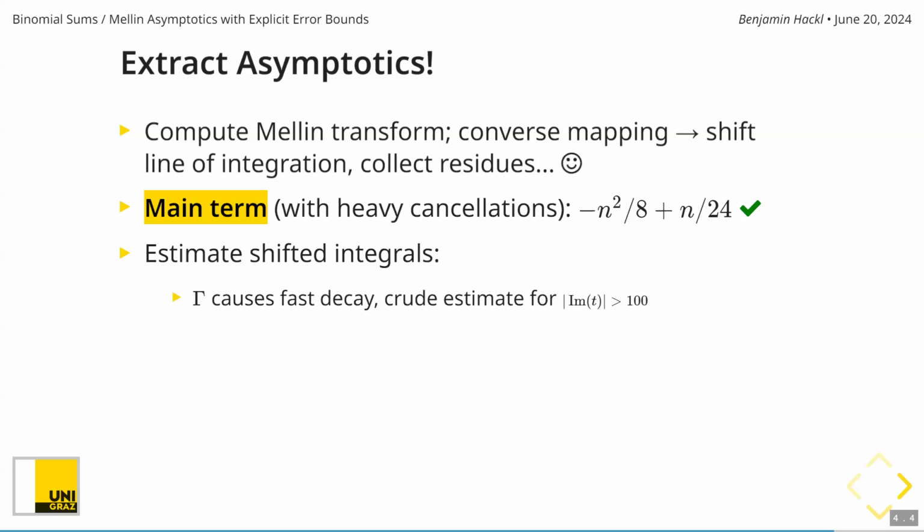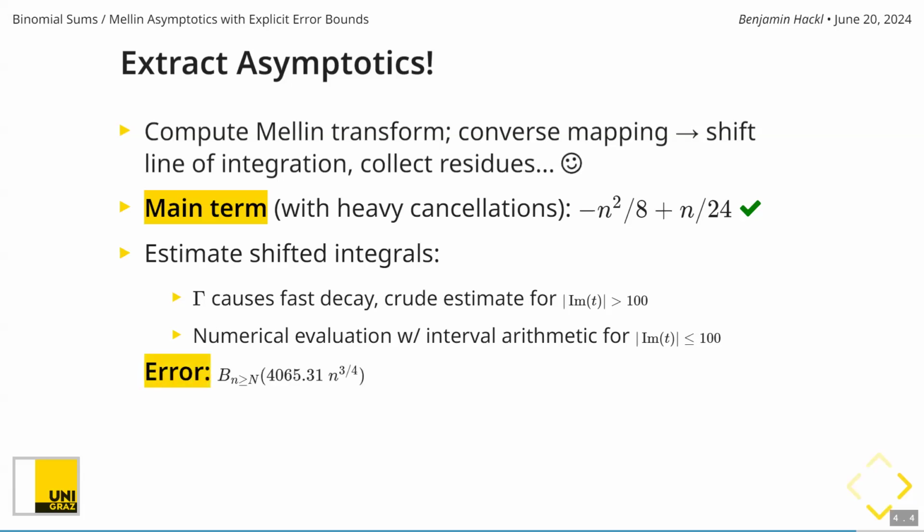And then the last fun part that we had to do is we had to estimate these shifted integrals numerically somehow in order to get the remainder of this bound. We chose to do some sort of interval arithmetic integration in the strip from minus 100i to plus 100i, and beyond we used a more or less crude estimate again, because the gamma function is there and causes fast decay beyond. Yes, that's what I told you. And the error that we collect from that one is 4,000 something times n to the 3/4.